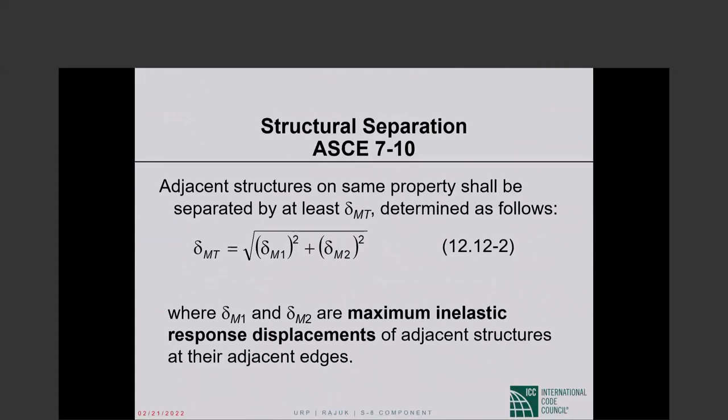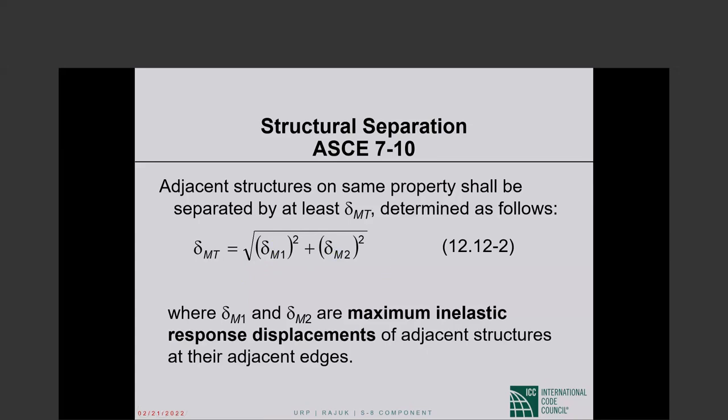So to avoid damaging contact, the separation distance between two structures, adjacent structures on the same property, shall be separated by at least delta sub MT, and delta sub MT is the square root of the sum of the squares of these two quantities.